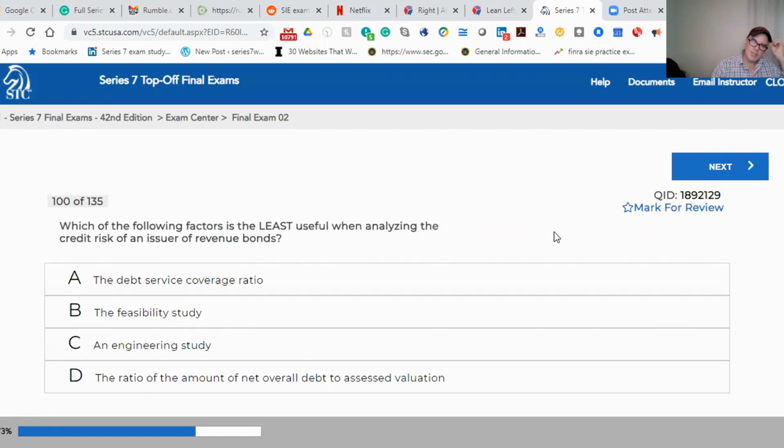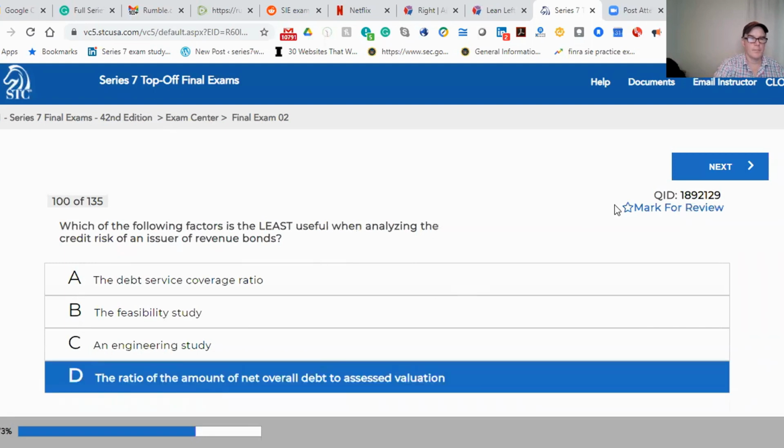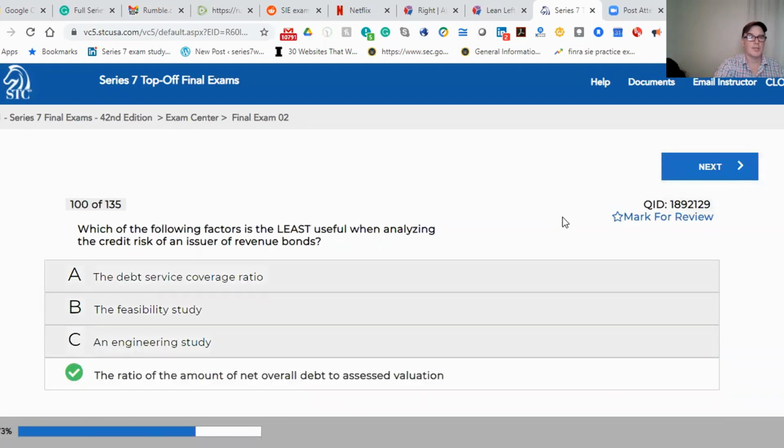Which of the following factors is least useful when analyzing the credit risk of an issuer of revenue bonds? Okay, so revenue bonds, which is the least useful when analyzing the credit risk. Oh, the credit risk. Okay, the debt coverage ratio, that does matter. The feasibility study, yeah. Engineering study, yeah. Is it going to work? Is it going to break? Are people going to use it? So it could be the engineering study. The ratio of the amount of net overall debt to assessed valuation. Isn't that really for GOs? So I'm going to go with D. It's just going to be that one because that's for GOs.